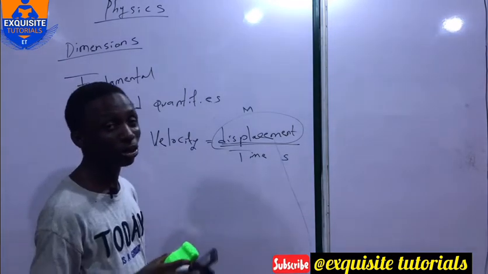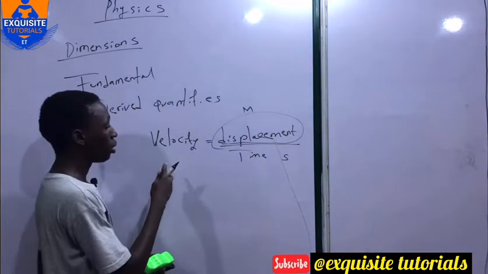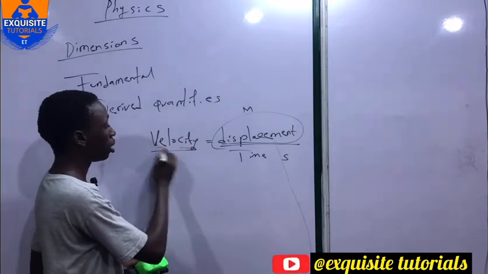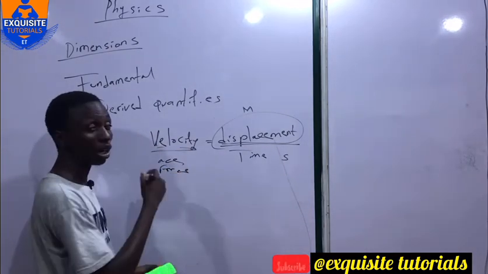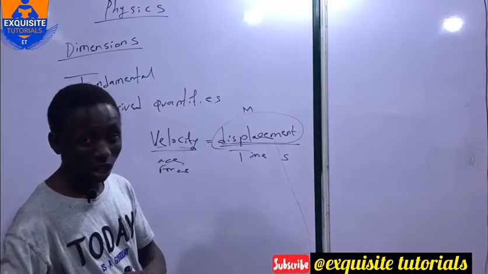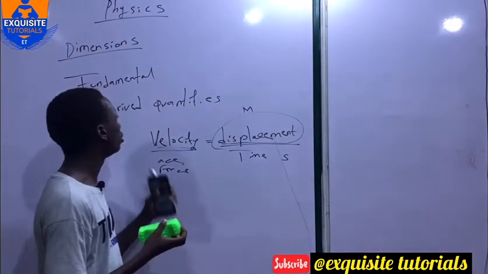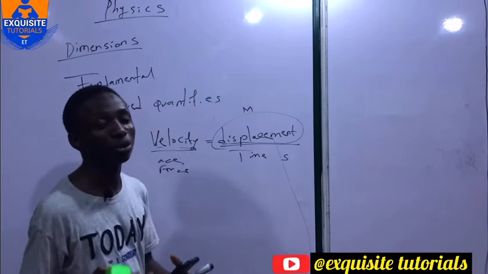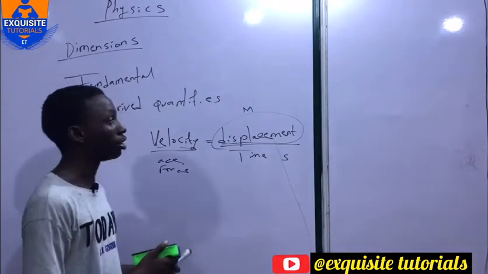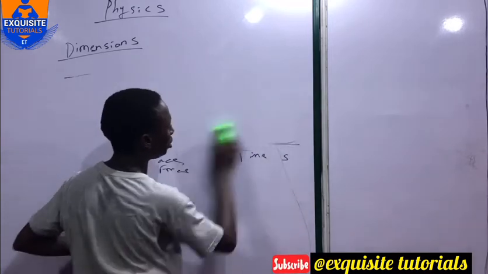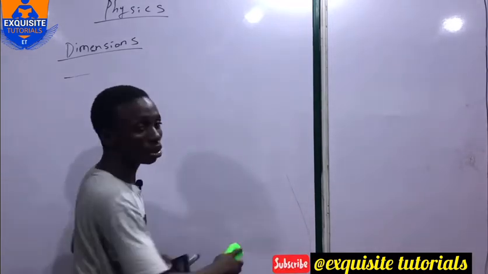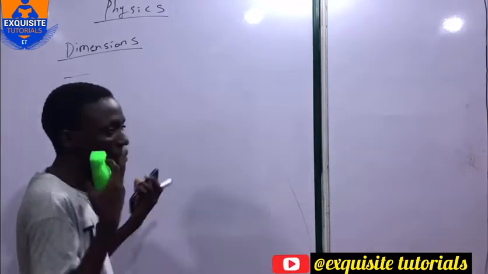And there are a whole lot of examples. We have velocity, we can have acceleration, we can have force, we can have pressure, we can have stress. There are countless examples of derived quantities. As long as they are a combination of two or more fundamental quantities, they make up a derived quantity. Now we're going to be looking at dimensions. Now what is the concept of dimension?